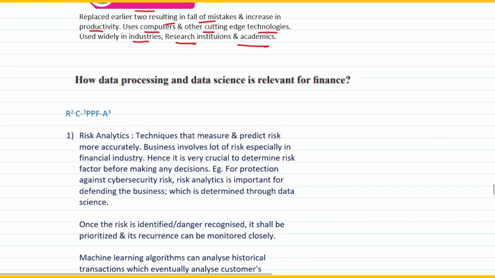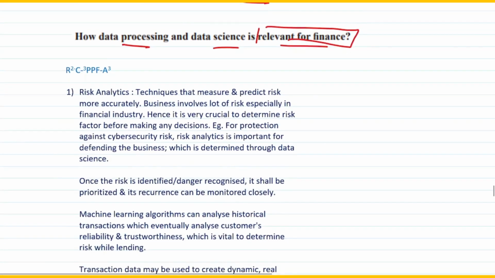Now let's move on to the most important part of this chapter, that is how data processing and data science is relevant for finance, right? Because we all are finance professionals, so we exactly need to know how data processing and data science is useful for us. The simple way of remembering this can be this, because there are many points in this. So please remember this way, more easier for you to recollect.